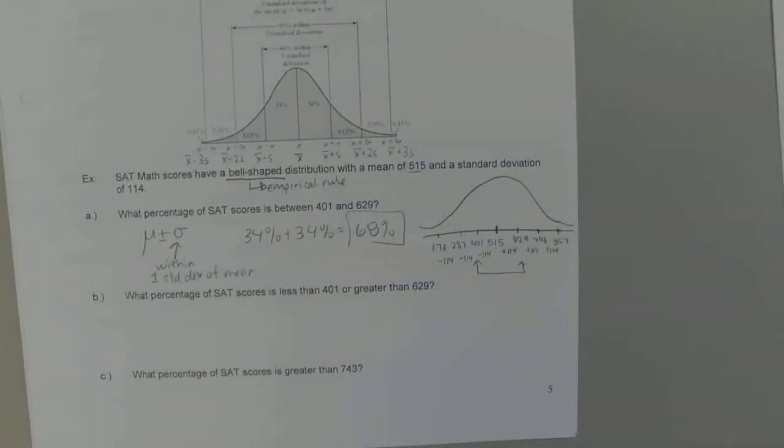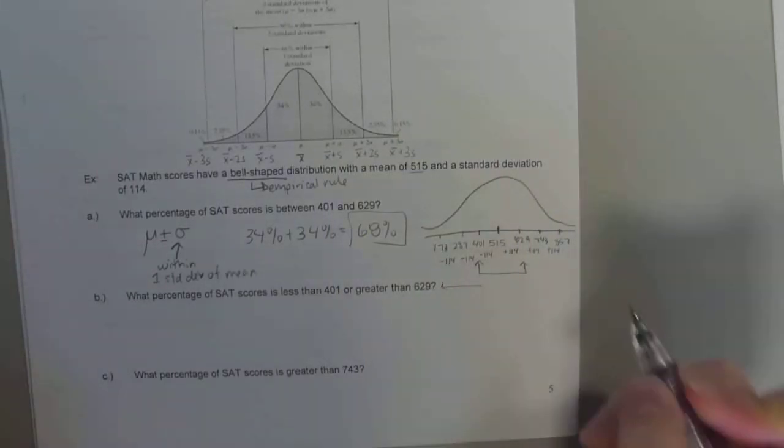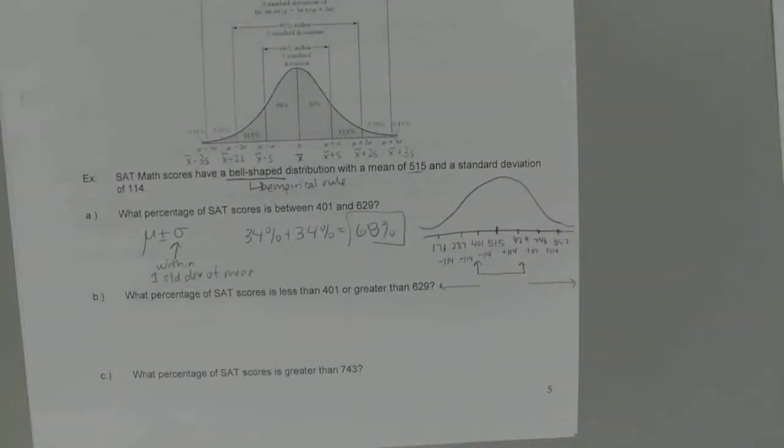So that's the 34 and the 34, or the 68%. B is going to be really similar. What percentage of SAT scores is less than 401 and greater than 629? Couple ways to do that one. What percent is less than 401 and greater than 629? Anybody brave enough to say the answer? What is it? 32%. Okay. A couple different ways. How did you figure it out? Okay, so I think that's the easy way.